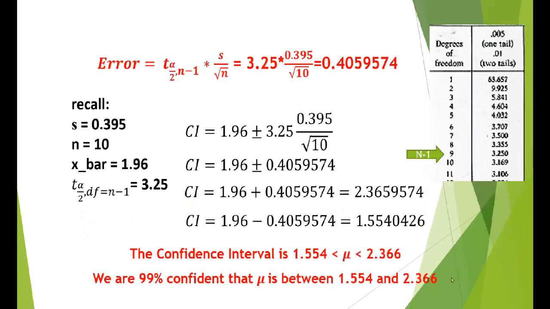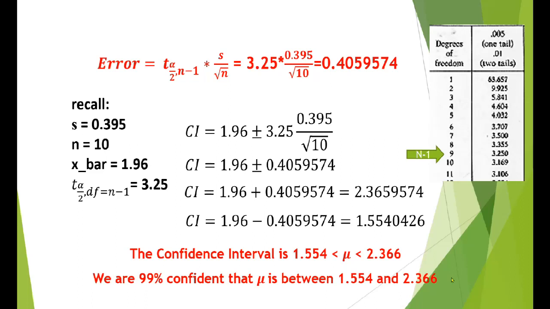To find the error now, we're going to use the t value for alpha over 2. That was the 0.005, and you can see that at the top of the second column. N minus 1, which is 9, so we're pulling that value 3.25 out of the table, and we're going to multiply that times our S, the sample standard deviation, divided by the square root of n, the square root of 10. If you compute that out, you're going to get 0.4059574. And I think I just kept that large value.